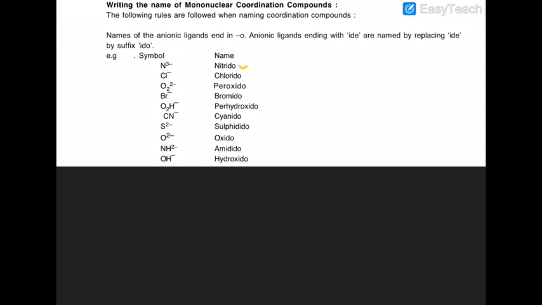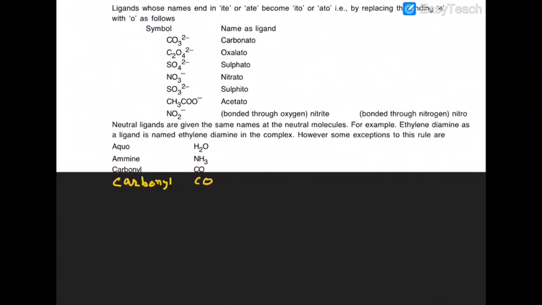So let's look at names of ligands. N3 negative is nitrido, Cl negative is chlorido, O2 2 negative is peroxido, Br negative is bromido. Then you have perhydroxido, cyanido, sulfido, oxido, amido, hydroxido. Then you have carbonato, oxalato, sulfato, nitrato, sulfito, acetato, nitrite or nitro.